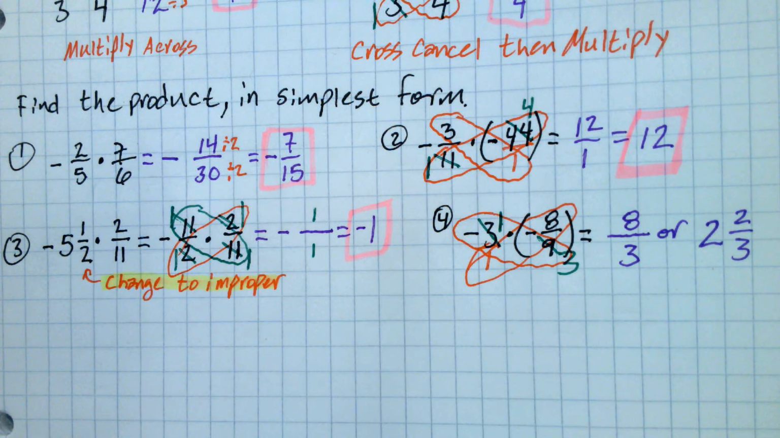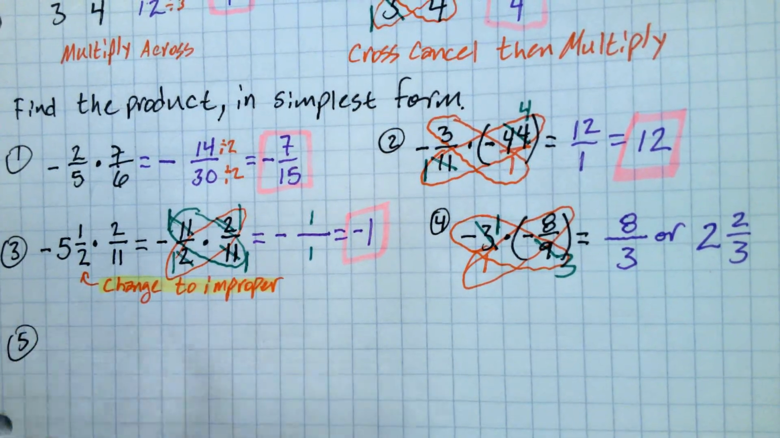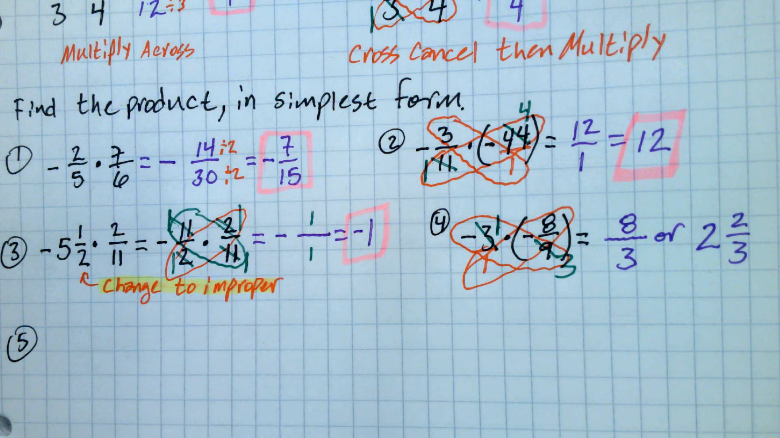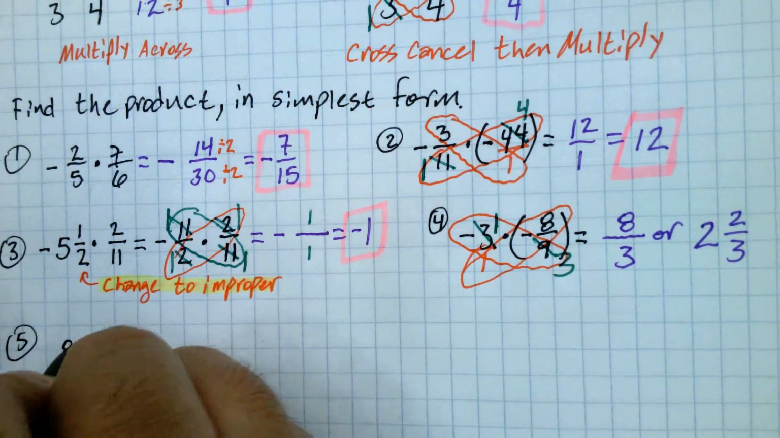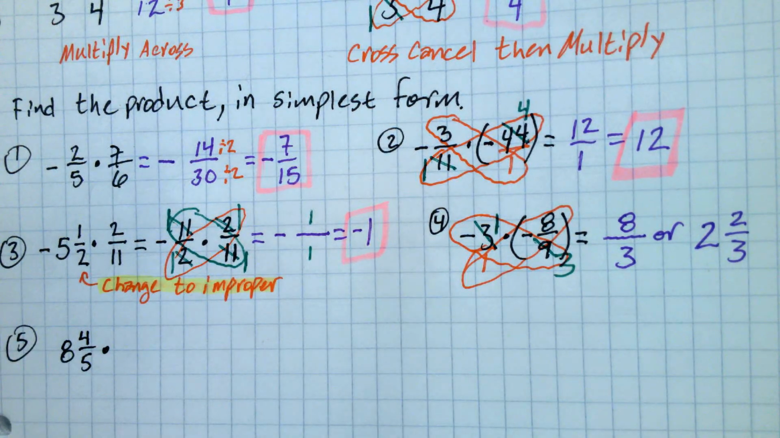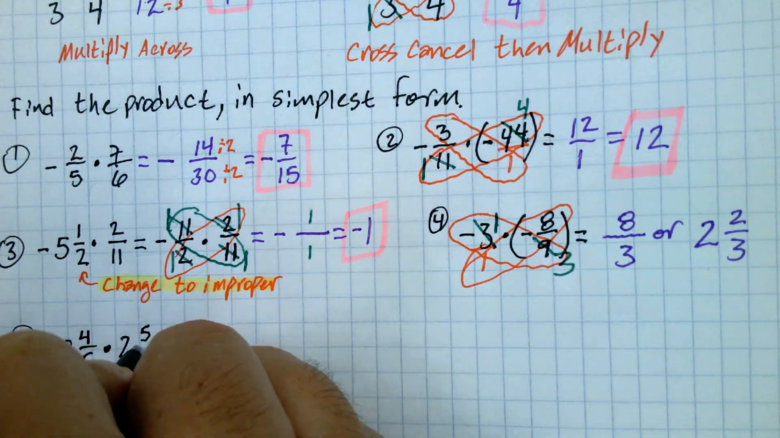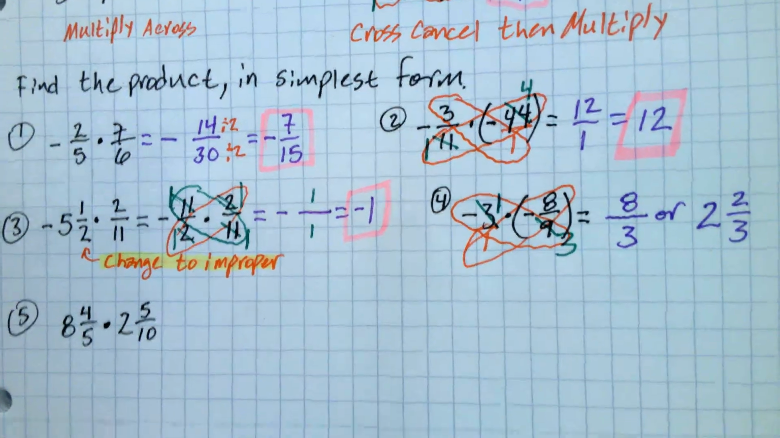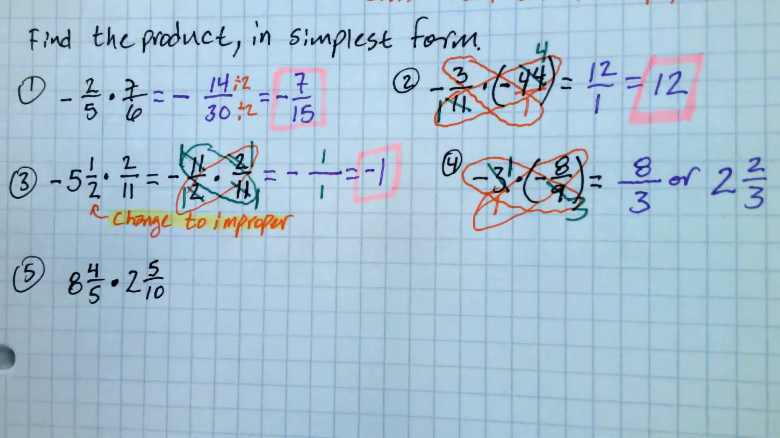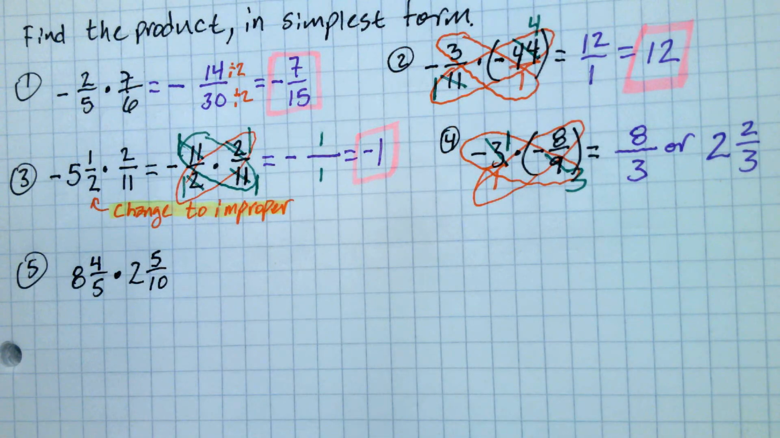I want to do one more, just because I gotta. So this will be the last one here, and then we'll do some with variables. 8 and 4/5 times 2 and 5/10. Yeah, that's the one. Let's try that. So 8 and 4/5 times 2 and 5/10.